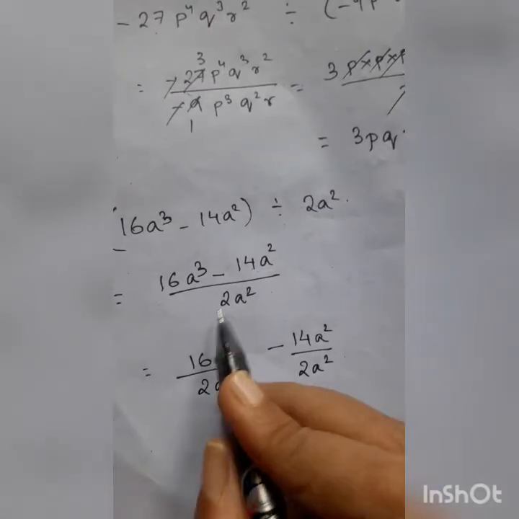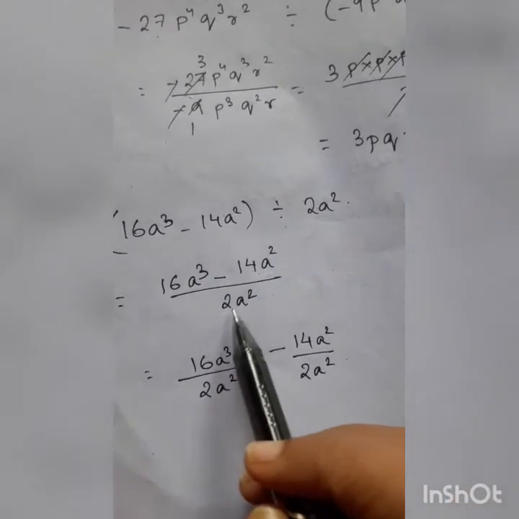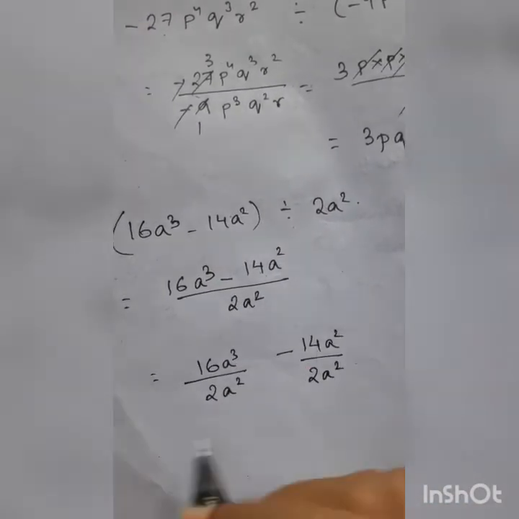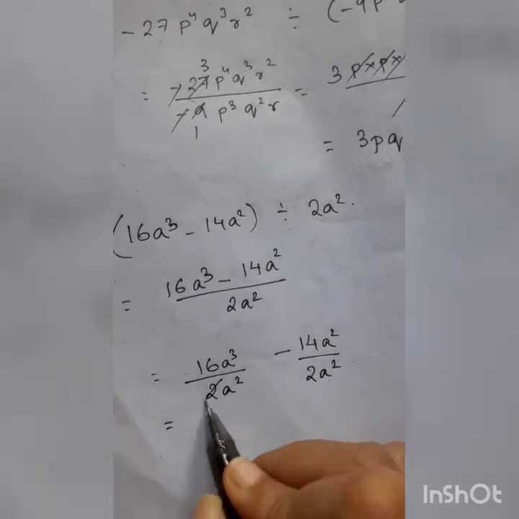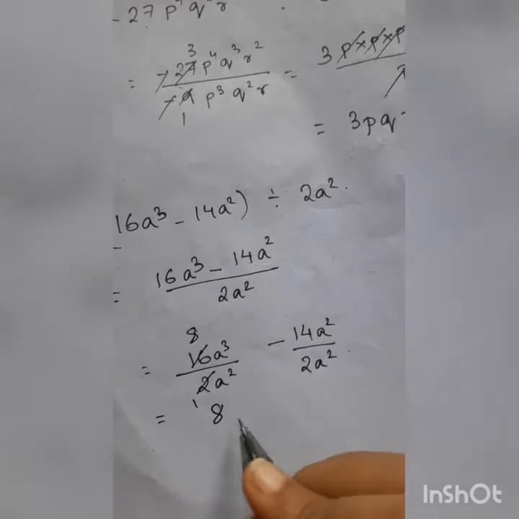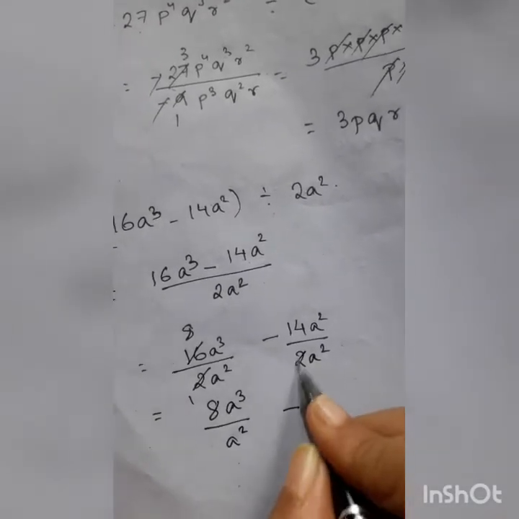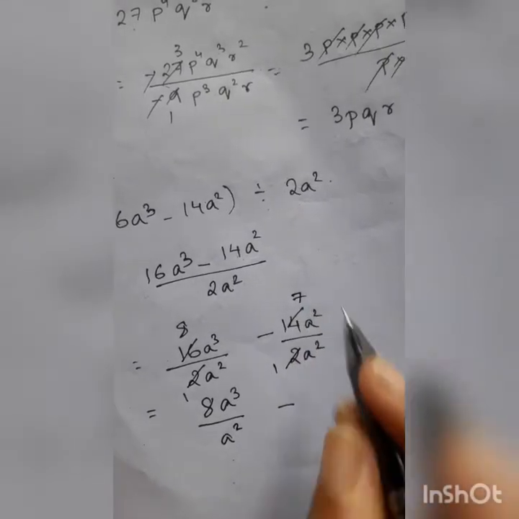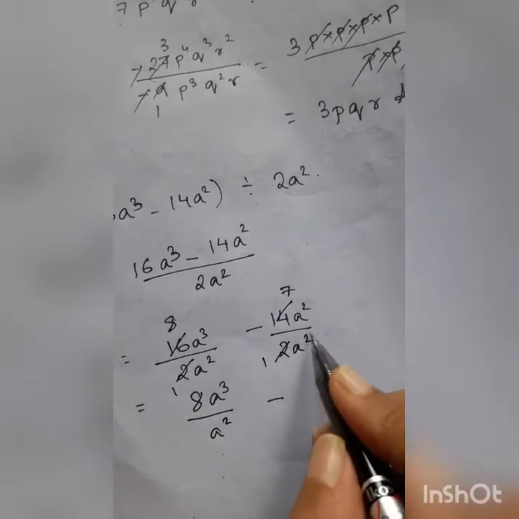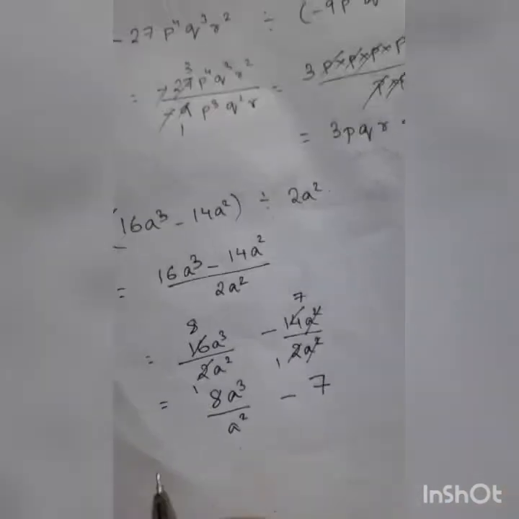So we will separate each of the terms of the binomial, and we will divide it by the monomial. So 16 by 2, 2 ones are 2, 2 eights are 16. So this is coming out as 8a cube by a square minus, 2 ones are 2, 2 sevens are 14. a square by a square you can directly cancel over here only. So it will become just minus 7.